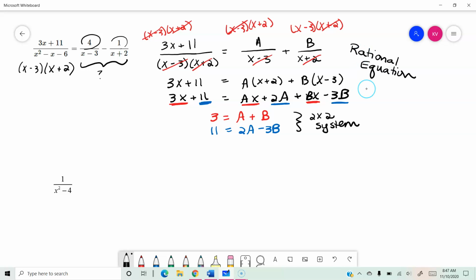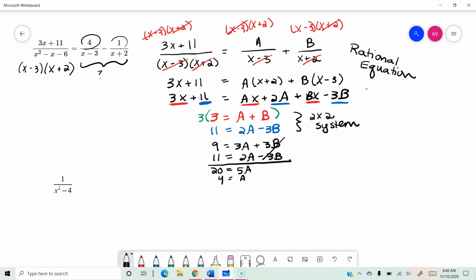So you want to solve the system of equations using either elimination or substitution. Let's go ahead and multiply the first equation by 3, and that will make our B variables cancel. So I'm going to have 9 equals 3A plus 3B, and the second equation stays the same. We're going to stack these up and cancel. You get 20 equals 5A, and A equals 4.